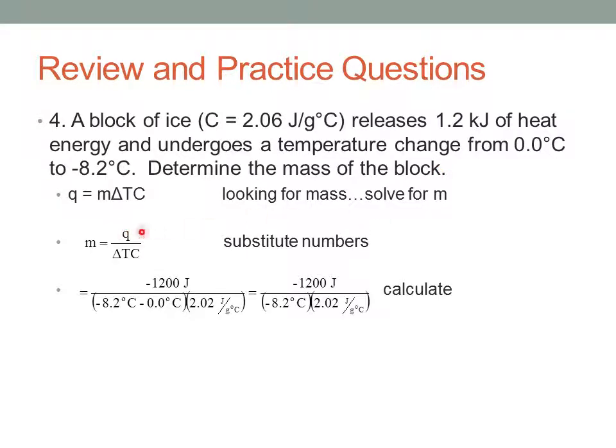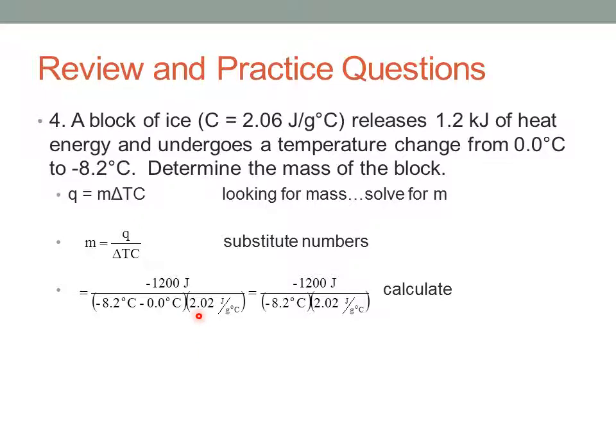So Q, that is the heat, is going to be negative 1200 joules. It's negative because we're releasing energy, we're releasing heat. It's exothermic, so Q should be negative. Notice I've written 1200 joules here instead of 1.2 kilojoules because the units on our specific heat are in joules per gram degree Celsius, not kilojoules. The change in temperature delta T, that is the final minus the initial temperature, so negative 8.2, that's the final temperature, minus 0 degrees Celsius, and then times the specific heat which we are given.